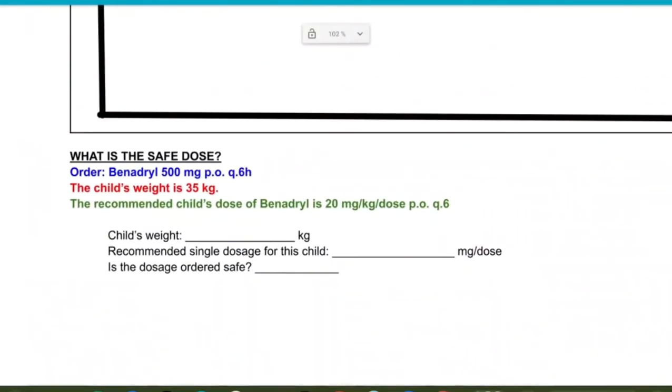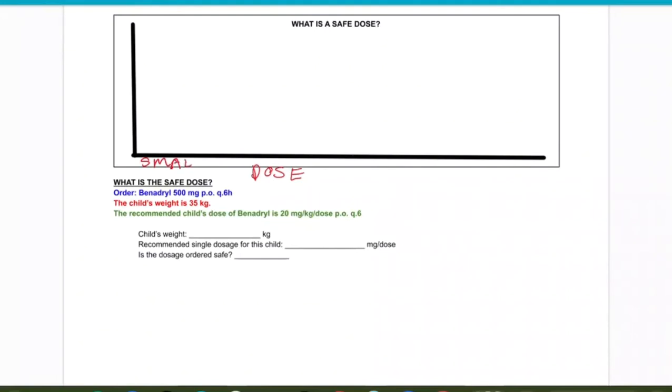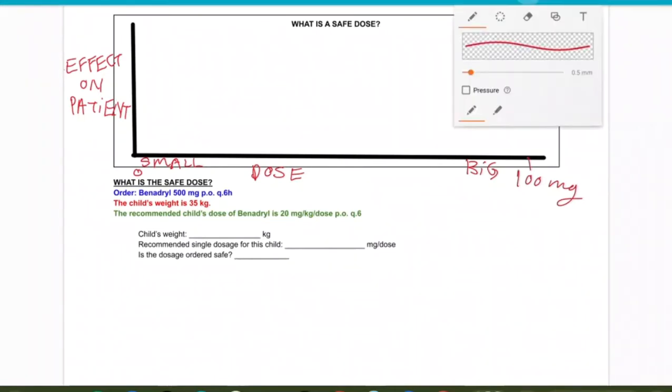So this axis is going to be dose. Over here will be a small dose, maybe 0. And then over here we'll talk about maximum, 100 milligrams. That'll be more. And then on the y-axis we'll have effect on patient. So let's get a little color in here.